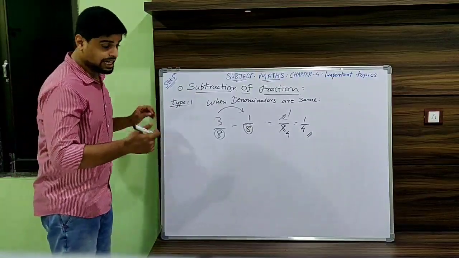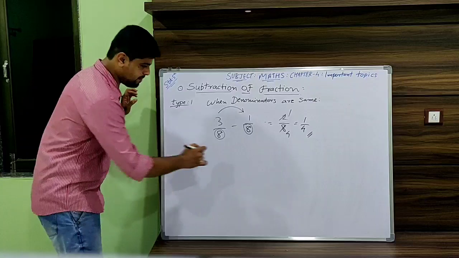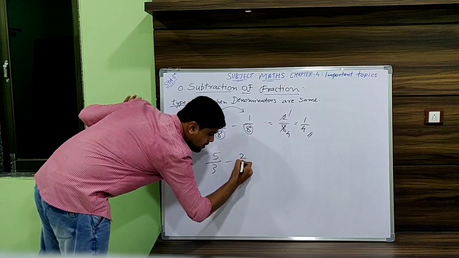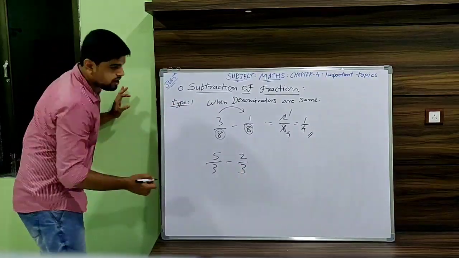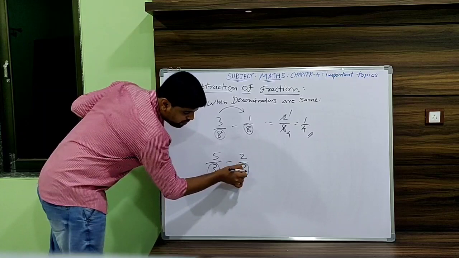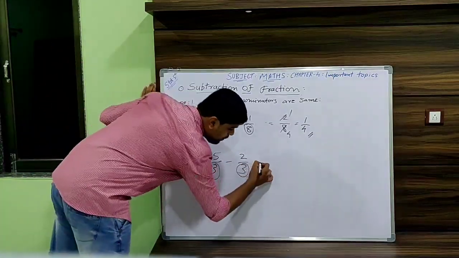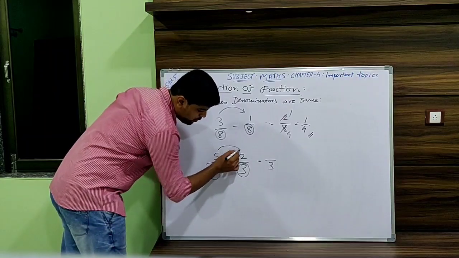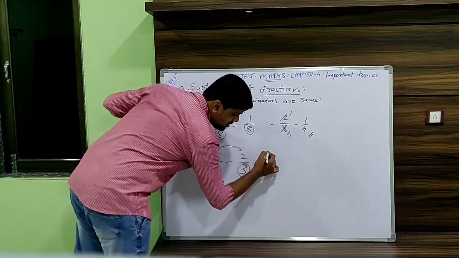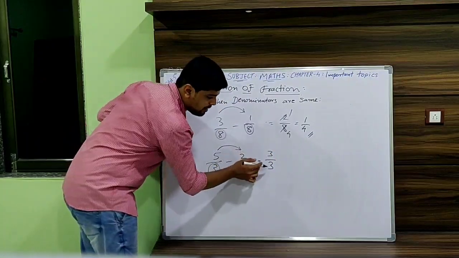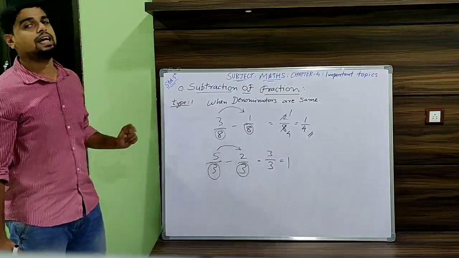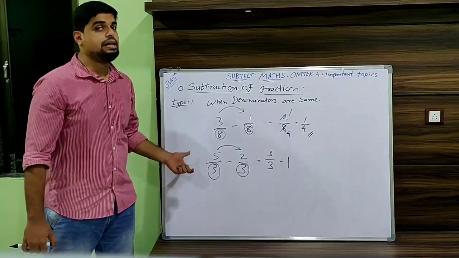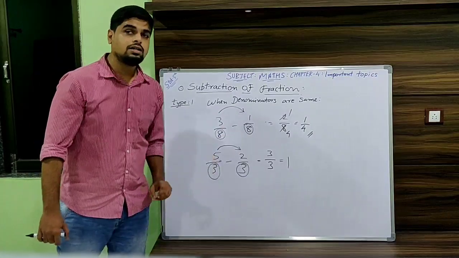Okay, let's take another example where denominators are the same. Let's say 5 by 3 minus 2 upon 3. Here also we can say that both the denominators are the same. So we write the denominator as it is, and we just subtract 2 from 5. So 5 minus 2 is 3. And we have already learned 3 upon 3 is 1. Both the numerator and denominator come in the table of 3. So in this way, we can subtract fractions when denominators are the same.